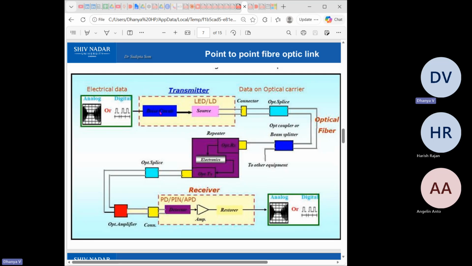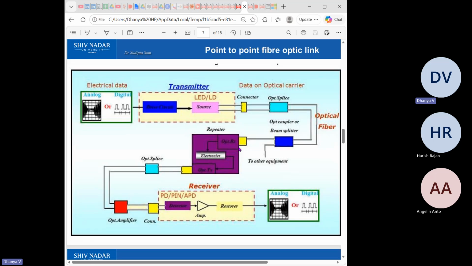So you have your drive circuit, and then your source. It could be your LED or your laser diode, or your light emitting diode. This connector and optical splice is just to ensure that the losses aren't as much. At regular intervals there are splices in the connectors so that for longer distances it remains proper.